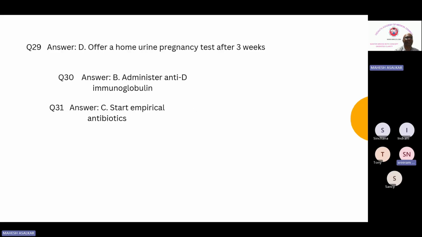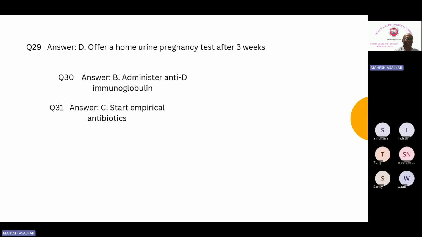So offer home pregnancy test after 3 weeks. Here they have given this, but actually, if it is a complete abortion and less than 10 weeks, unless it is a surgical abortion, anti-D is not required. So I don't think this is right. Then answer C is start empirical antibiotics. That is correct. For medical abortion less than 10 weeks, no anti-D.